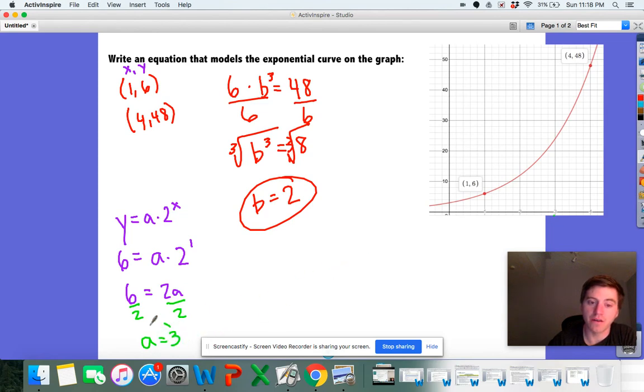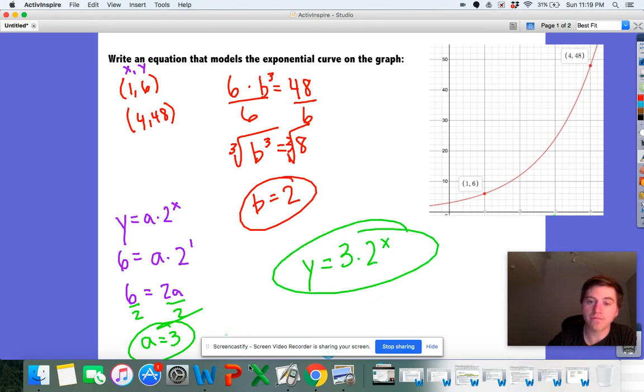And there you go. Y equals 3 times 2 to the x. Boom, we found a and b. We're good to go.